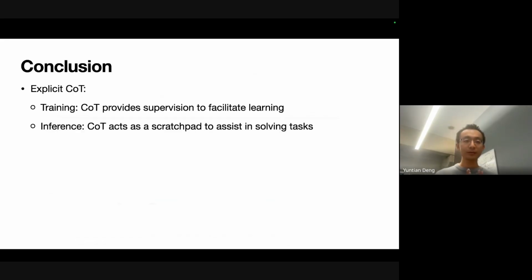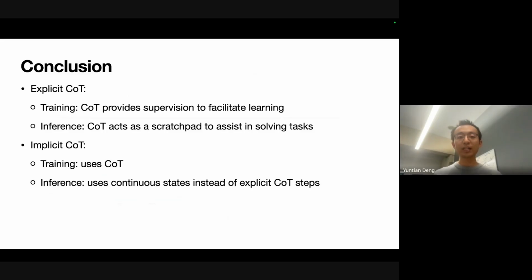So in conclusion, I hope it has become clear up to this point that a key observation made in our work is that chain-of-thought tokens actually serve 2 different purposes. During training time, these tokens provide supervision to show the model the process of solving the problem. At inference time, these tokens act as a scratchpad to help the model solve the task. To us, these 2 roles can actually be separated, and the second role of the scratchpad can be replaced by the continuous hidden states inside the model itself.